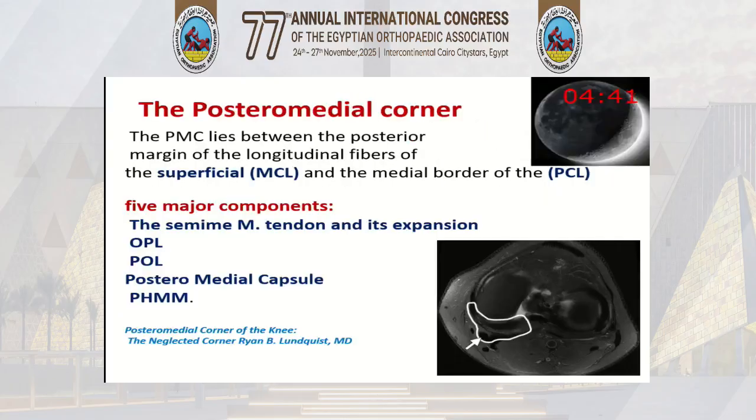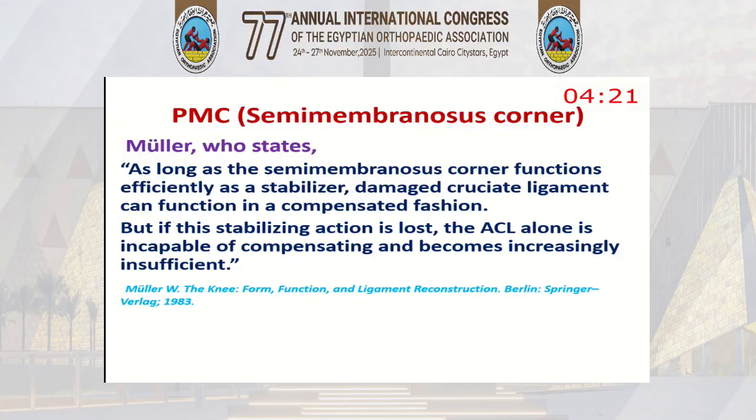What is the posteromedial corner? It is a neglected corner in the knee, lying between the posterior margin of the longitudinal fibers of the superficial MCL and the medial border of the PCL, with five major components: the semimembranosus tendon, the oblique popliteal ligament, the posterior oblique ligament, the posteromedial capsule, and the posterior horn of the medial meniscus. Moeller called it the semimembranosus corner because the main dynamic stabilizer is the semimembranosus tendon. As long as this corner works efficiently, the knee can be functional even in the presence of an ACL tear.